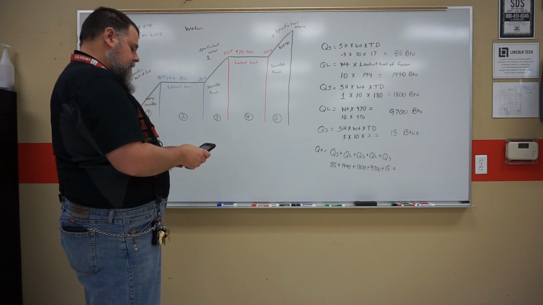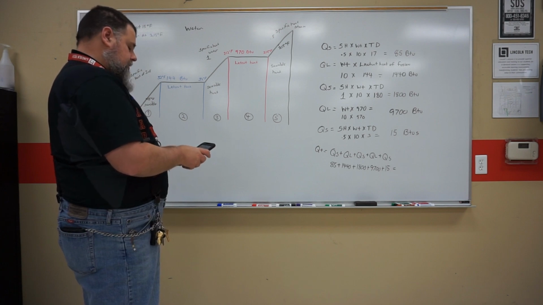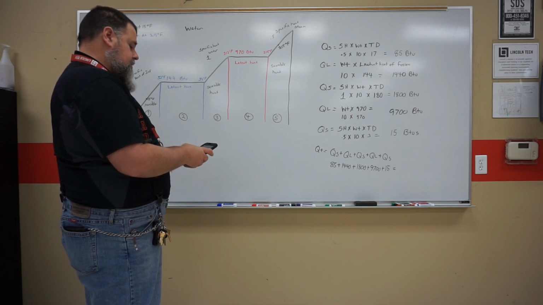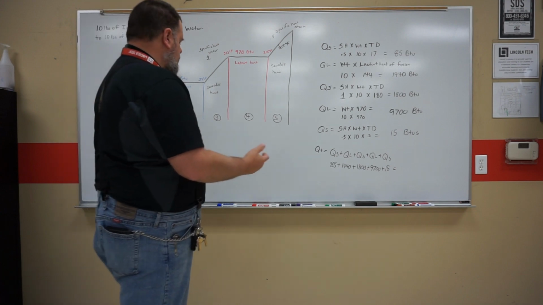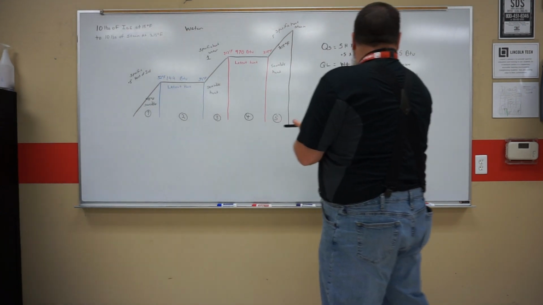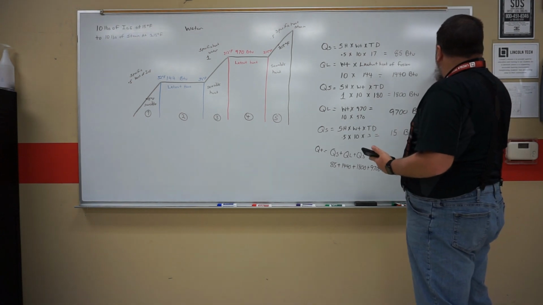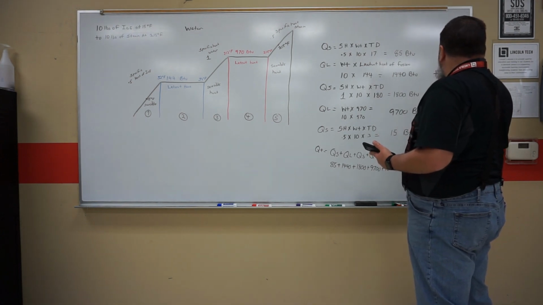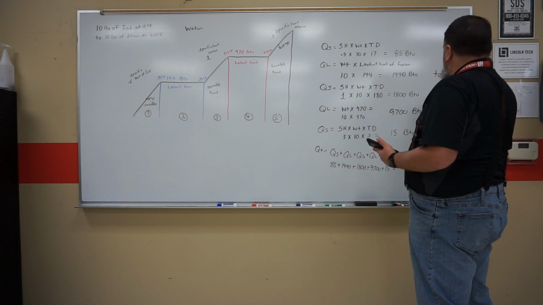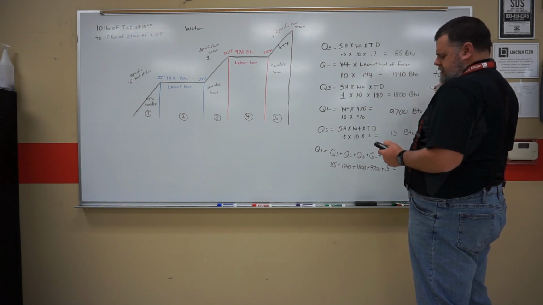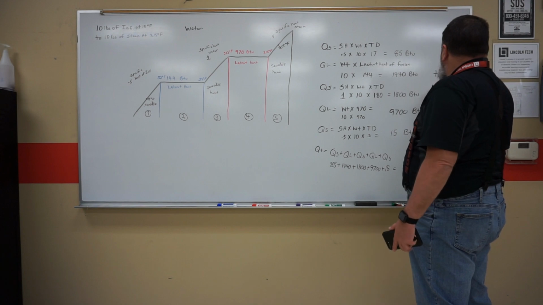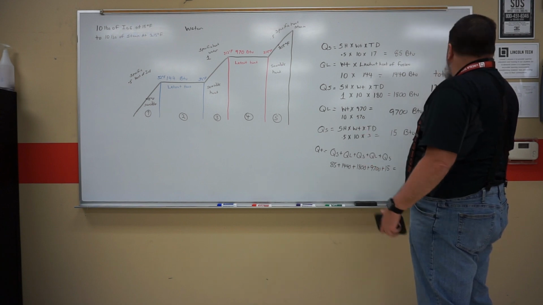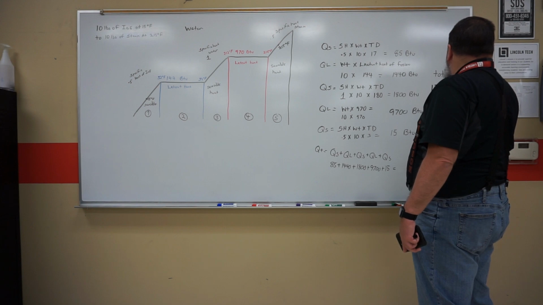All right, so we've got 85 plus 1440 plus 1800 plus 9700 plus 15. So that gives us a grand total of BTUs, which I'll put right out here. This is our total for BTUs, and we're at 13,040 BTUs.